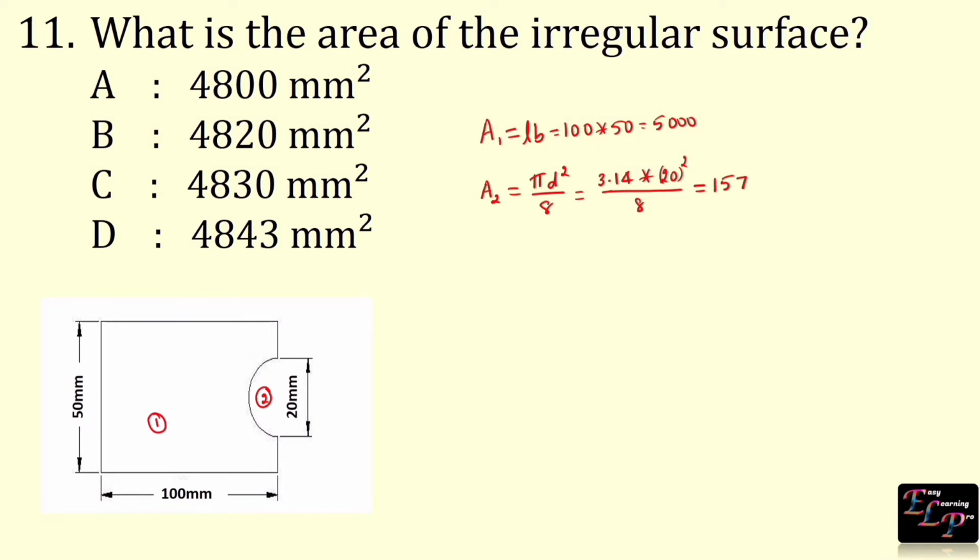Here the semicircle is removed from the rectangle, hence total area is A1 minus A2. A1 is 5000 minus A2 is 157, which is equal to 4843 mm square. So the answer is option D, 4843 mm square.